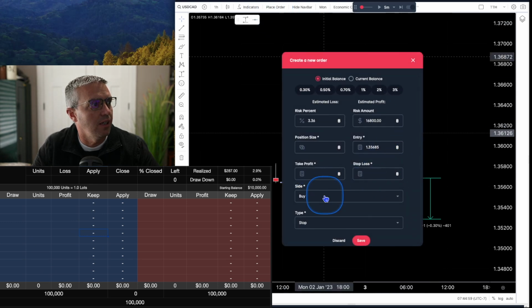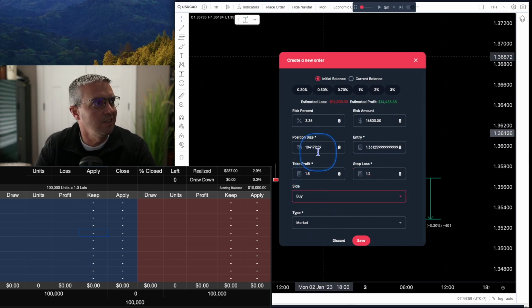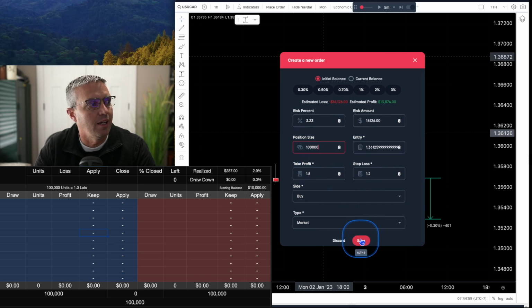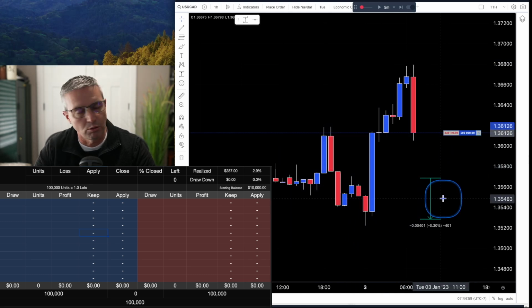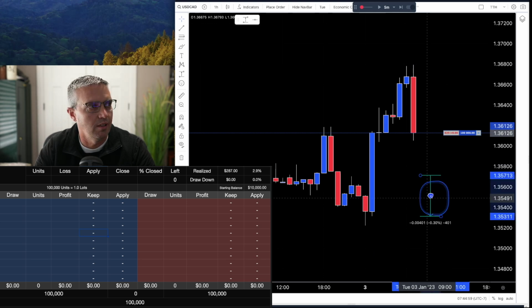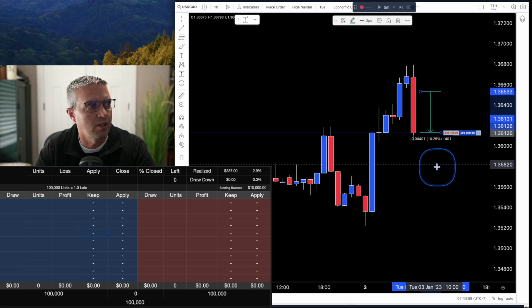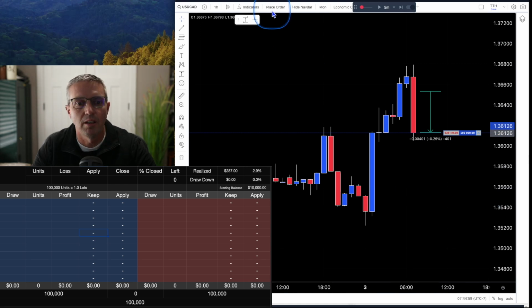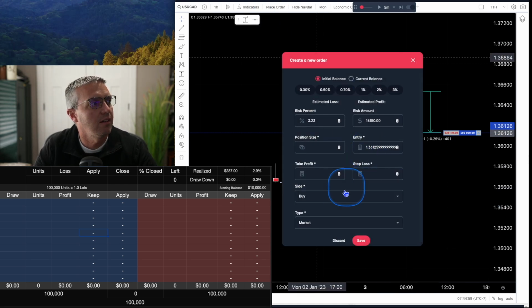We're going to place a buy market because I think the market's going to go up right here. And I'm going to buy 100,000 units. And we're hoping the market bounces and goes up 40 pips. But if it doesn't, we're going to protect with a sell stop.